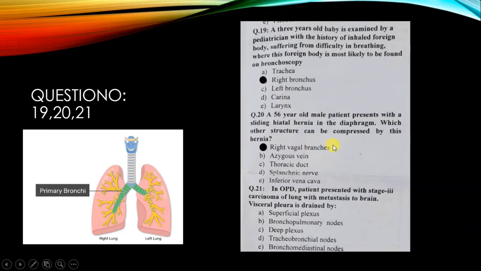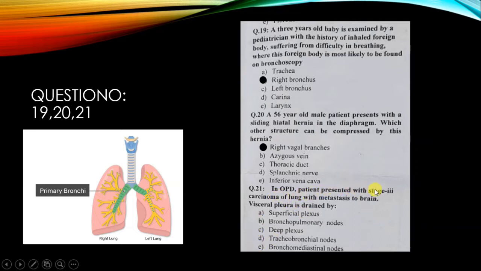Hiatal hernia is most commonly seen in the esophageal opening, which is present at the T10 level of the diaphragm. Along with the esophagus, the right vagus branch also passes through that esophageal hiatus in the diaphragm. That's why when there is a hiatal hernia, it can damage or compress the right vagal branch.